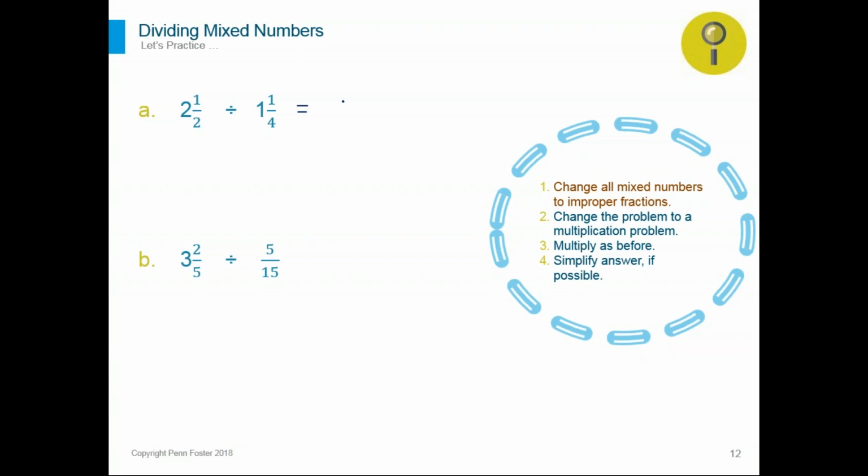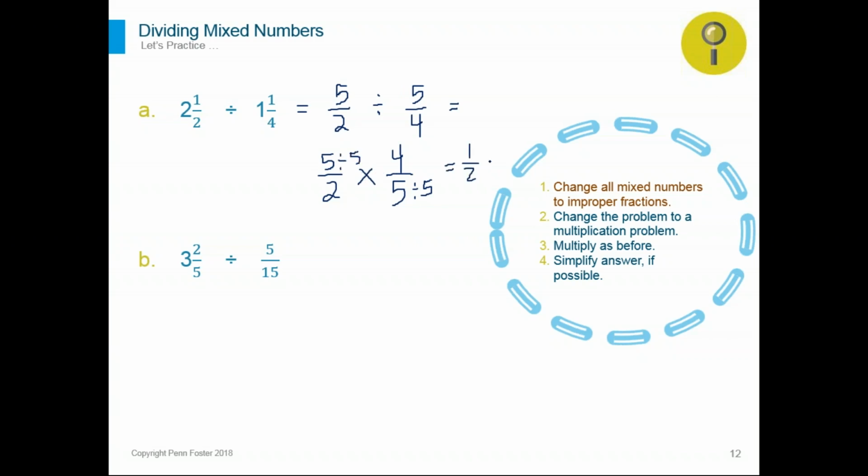2.5 is the same thing as saying 5/2 divided by, I'm not going to change anything to multiplication yet. Change the second one to an improper fraction. 1 times 4 is 4 plus 1 is 5/4. Now we have a fraction divided by a fraction. Change it to a multiplication problem. Keep the first the same, times the reciprocal 4/5. I'm going to use now the cancellation method since it's a multiplication problem.